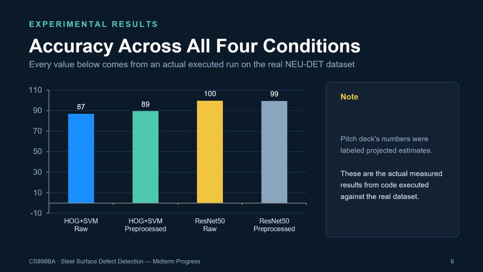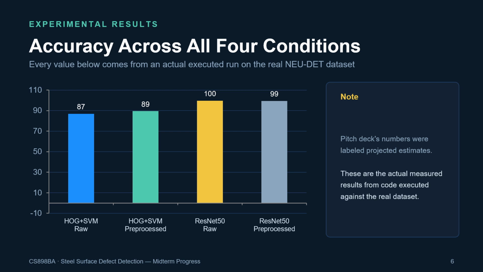The slide shows the results from the experiment performed during this time. The chart compares the performances of both the traditional machine learning model and the deep learning model using the raw images and pre-processed images. Starting with the HOG plus SVM model, we can see that the pre-processing pipeline improved the overall performance compared to using the raw images. This shows that improving the image quality before feature extraction helps the traditional machine learning model classify the defects more accurately. But looking at the ResNet 50 model, both input conditions achieve very high accuracy.